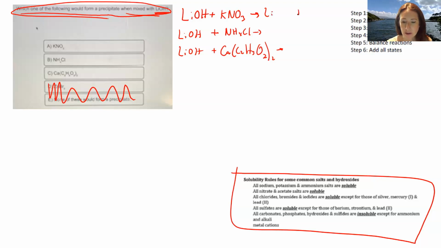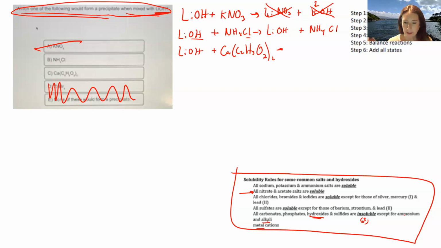So Li stays first and K stays first, and the other two switch. So LiNO3 and KOH. I know that all nitrates are soluble. That's not a solid. Go to our hydroxides down here. All hydroxides are insoluble except ammonium and alkali metals. That's group 1. That's an alkali metal. This means it's soluble. Not our answer. Your next one, Li stays first and NH4 stays first. The other two switch, LiOH, NH4Cl.